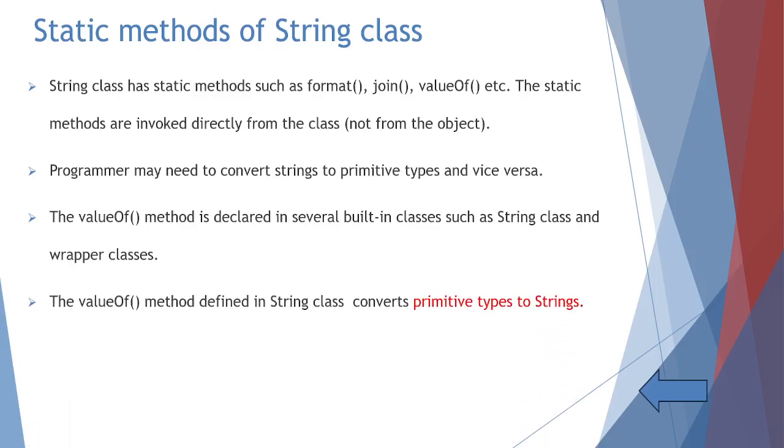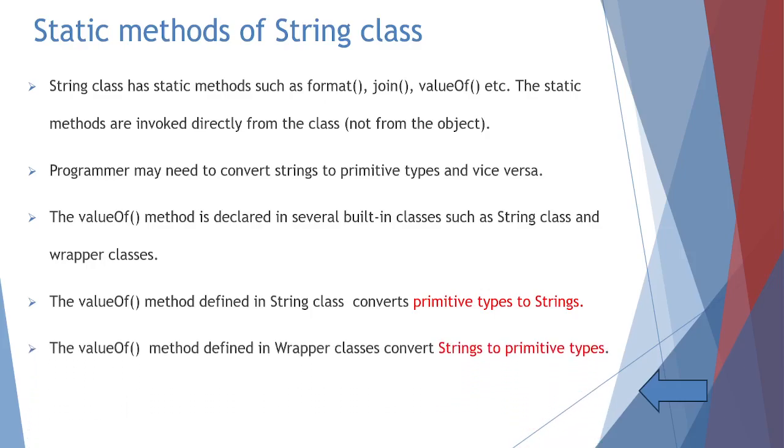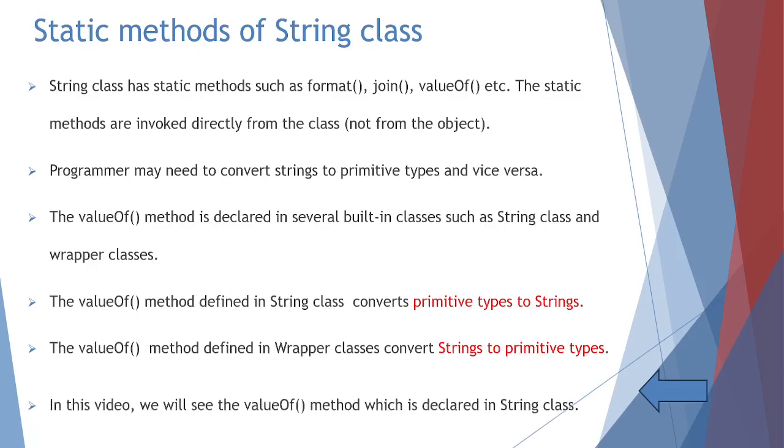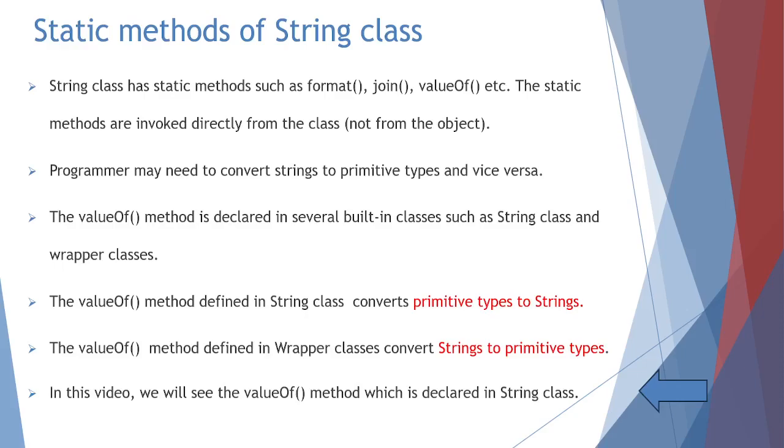Now, the valueOf method defined in the String class converts primitive types to strings. We know primitive types. What are they? Byte, short, int, long, float, double, boolean, etc. So the String class valueOf method converts primitive types to strings, whereas the valueOf method defined in wrapper classes converts strings to primitive types. In this video, we will see the valueOf method which is declared in the String class.